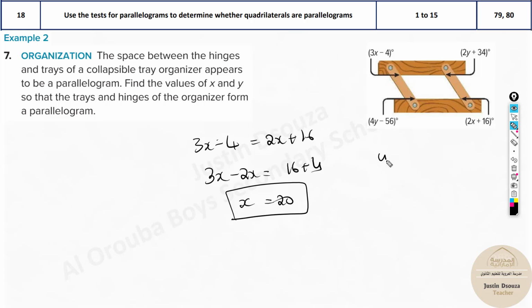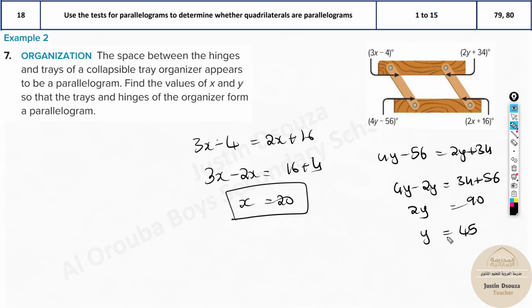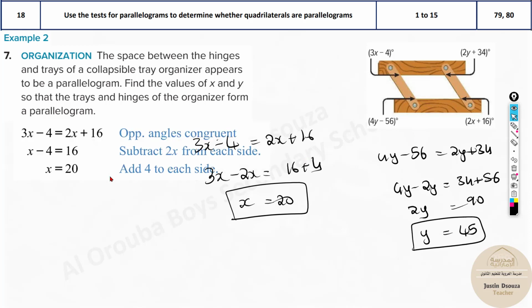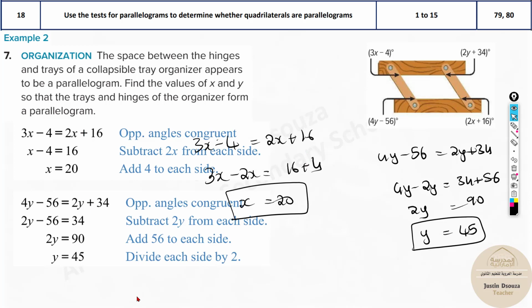Equate these both. It is 4y minus 56 equals 2y plus 34. Take 2y to the other side. It will be 4y minus 2y equals 34 plus 56. Here 90 will be the answer, and over here it's 2y. So divide both sides by 2, you will get 45. So this is the answer: x is 20, y is 45.